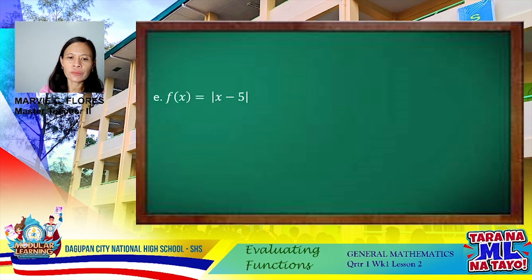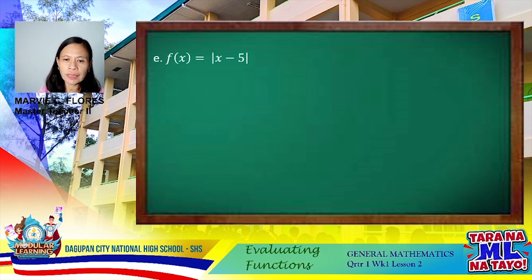Last example for this part. f of x is equal to the absolute value of x minus 5. Substitute the value of x again, that is 3. So we have f of 3 is equal to the absolute value of 3 minus 5, which is equal to the absolute value of negative 2, and the absolute value of negative 2 is 2.